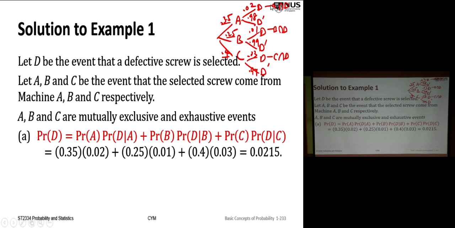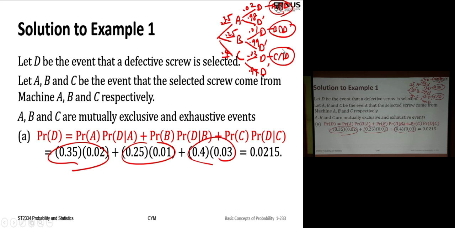All right? How to get the probability? Multiply the two probabilities that you go through from the root node down to the D. So this one is the probability of A intersect D, this is the probability of B intersect D, and this is the probability of C intersect D. So the chance of getting a defective screw is 0.0215.